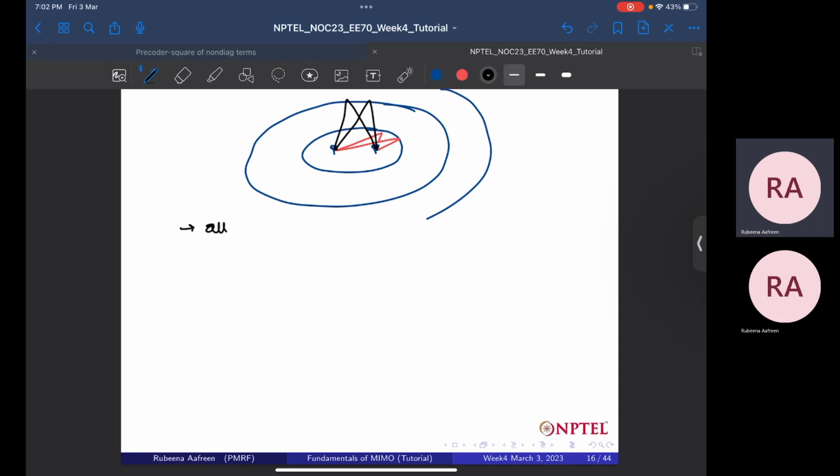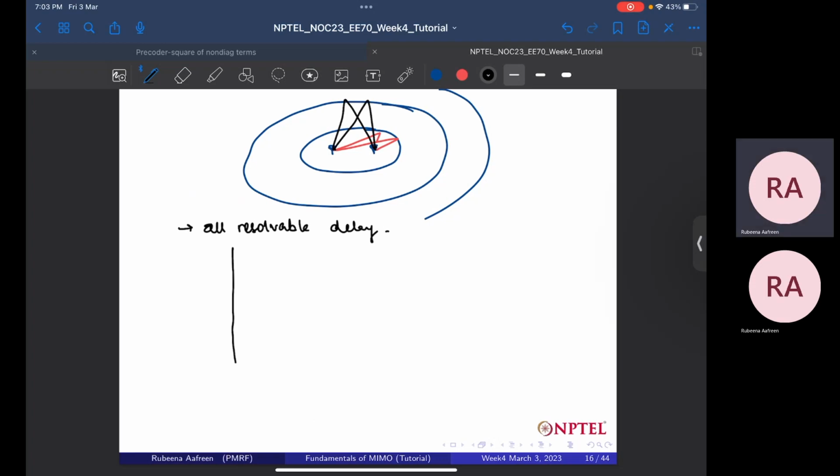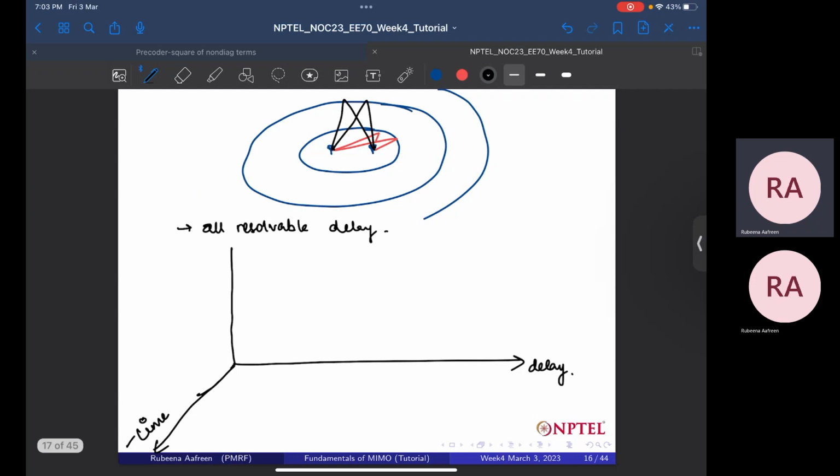So these are all resolvable delays. We assume that the first path is near because the delay is less, so the propagation path from the first path will be smaller. If we take this as the delay axis and this as the time axis, this is the gain.